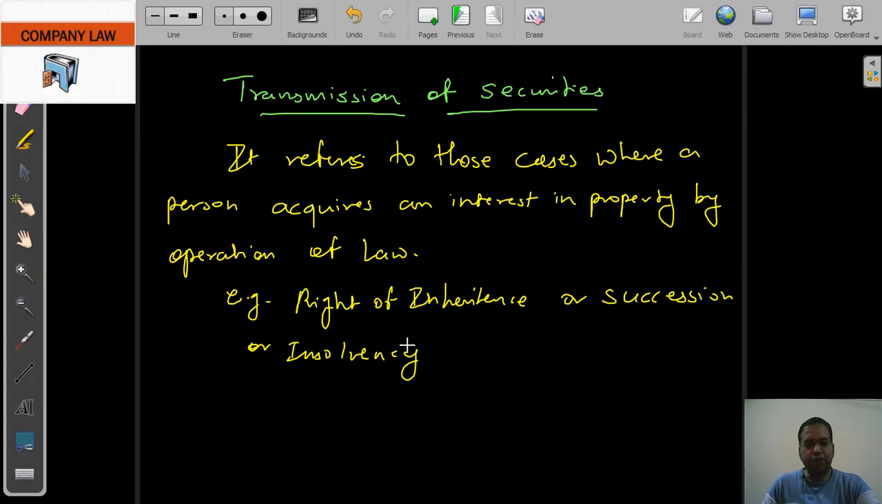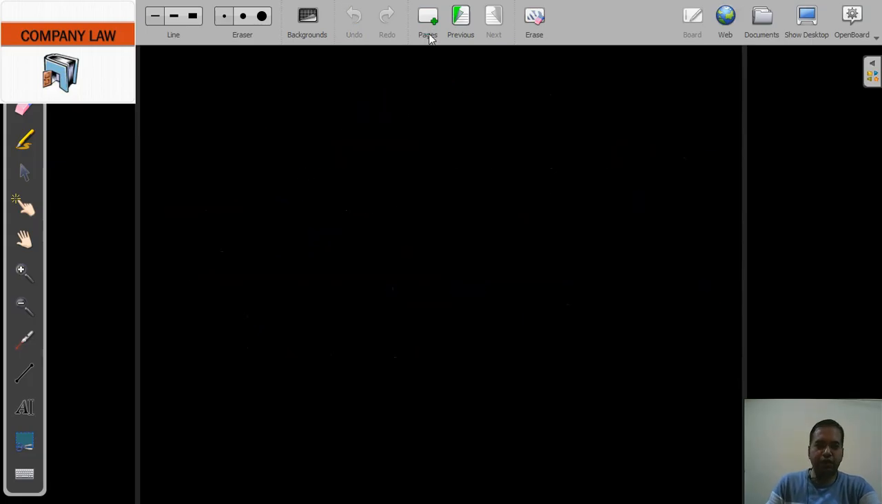So transmission of securities takes place when the registered holder of the security may die, or he may be adjudicated as insolvent. Then it goes into liquidation in case of adjudication. Because of that, a deceased person cannot now own anything. The ownership of all the property passes after his death to his legal representative. So that procedure is called transmission of securities. So this is a kind of definition. One, we need to understand the difference between transfer and transmission, which may be asked in the exam. So we'll try to understand directly the difference between transfer and transmission.